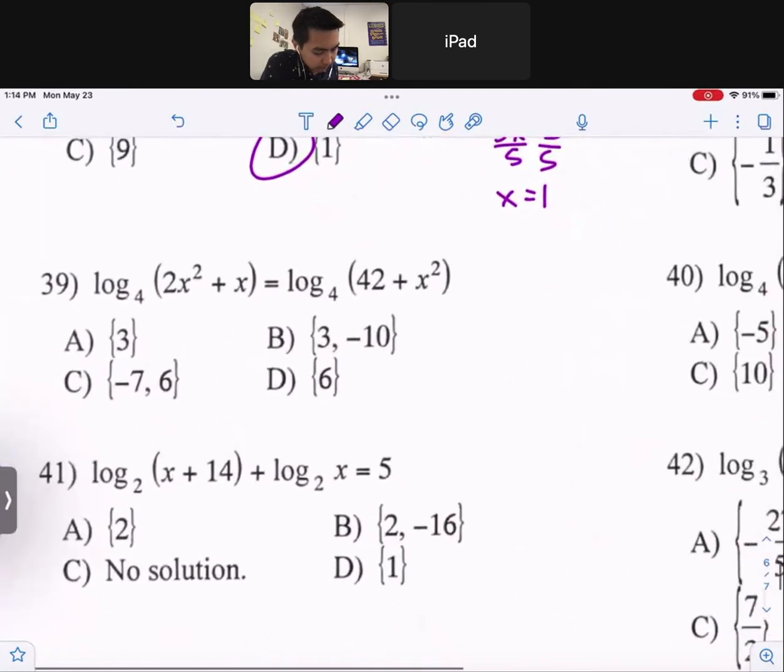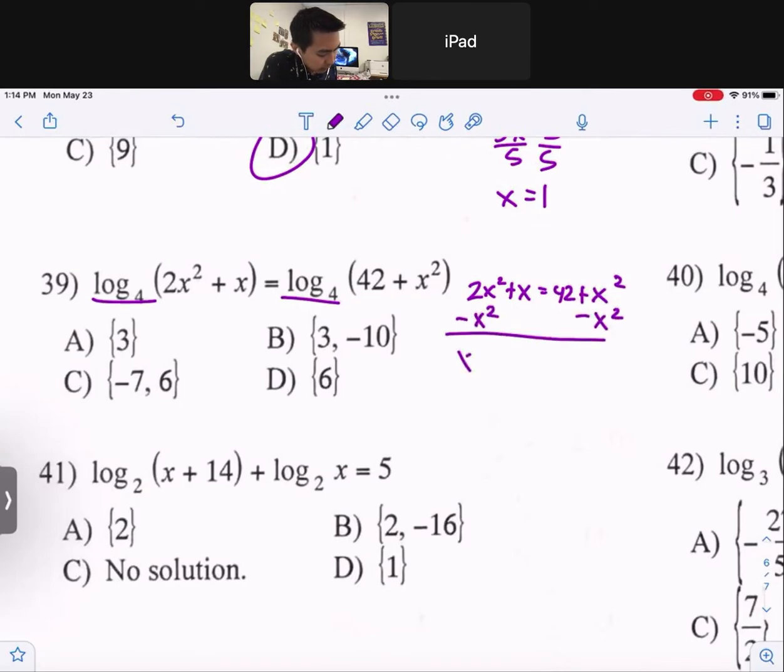Okay, 39. Log equals a log case, so set the two insides equal to each other. And then we solve. Since it's a quadratic, I'm going to set the whole equation equal to 0.